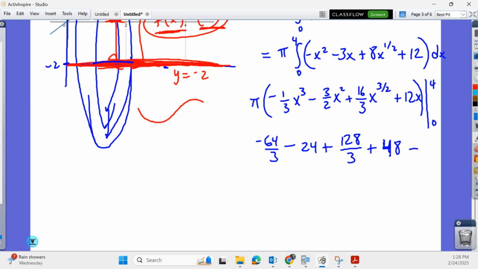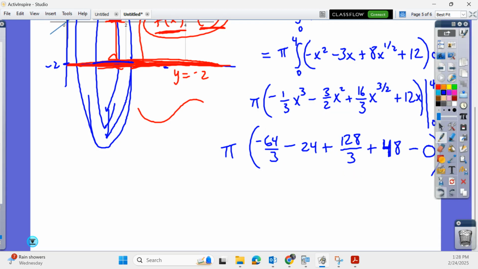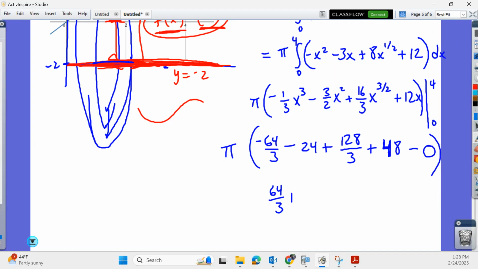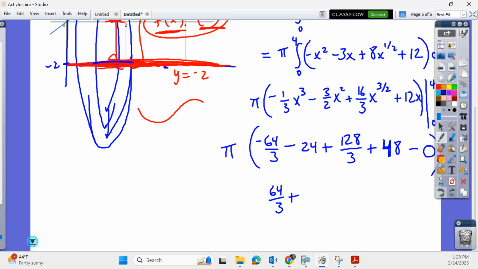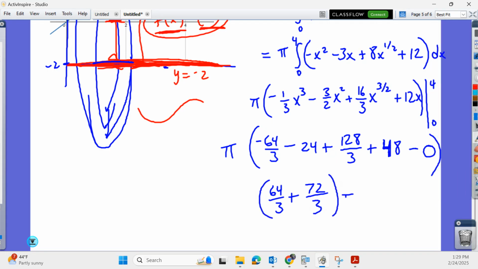And then if we do minus and plug the 0 in, all of these terms will give us 0 when we plug 0 in. You do want to pay attention and make sure, though. And it's pi times that. And now we can simplify. The 128 over 3 minus the 64 over 3 is 64 over 3, because it's 2 to the 7th minus 2 to the 6th over 3. So 64/3, and then plus 24 when you put those together. I'm going to make it 72/3 so that I can give one answer here.